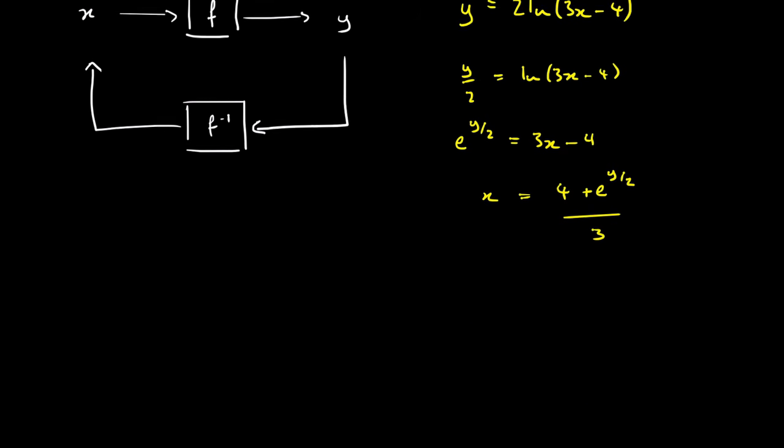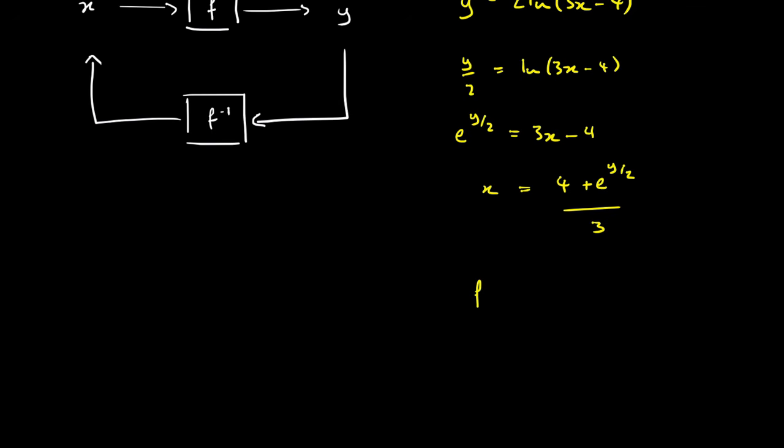And then by convention, we rewrite this, because we like the input variable to be called x. So we just replace the y's with x's. We get (4 + e^(x/2))/3. Let me just check that that is all correct. Yep, that's all correct.